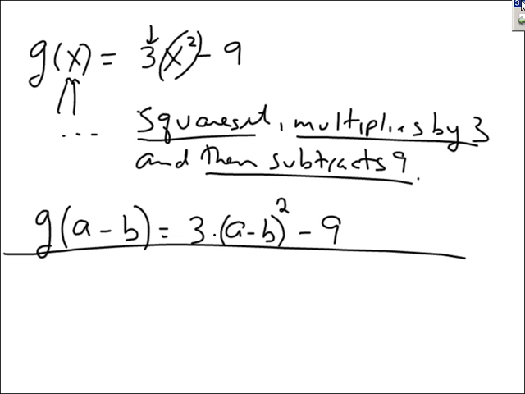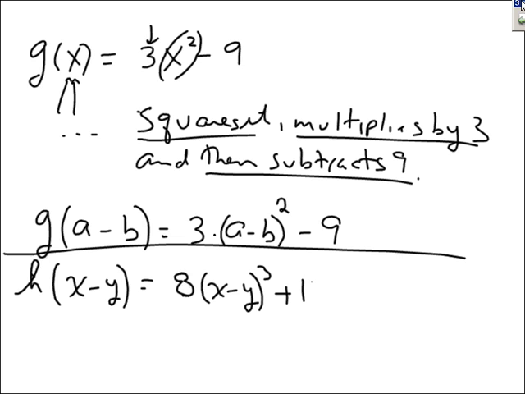What if I give you this? What if I give you that h of x minus y is equal to 3 times, let's make it 8 times, x minus y cubed plus 11. Well, what does h do to what's in the brackets? It doesn't just have to be x or y or t. It can be very complicated. It can be x minus y squared. What does h do to what's in the brackets? What is being done to x minus y squared? Well, x minus y squared is right there. It's being cubed, multiplied by 8, and then, would you believe, having 11 added to it?